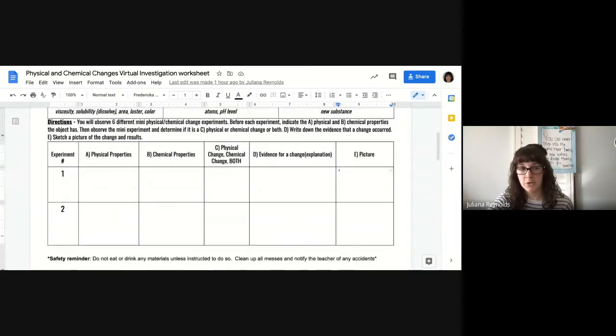So let's go over the directions. You will observe 6 different mini physical or chemical change experiments. Before each experiment, indicate the physical and chemical properties the object has. So you'll be writing the physical properties in column A, in the first box there. You can just list them. And then in the next box labeled B, you'll list some chemical properties.